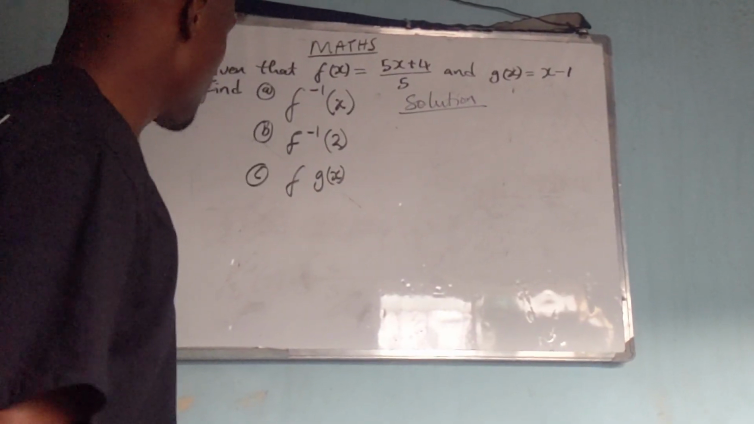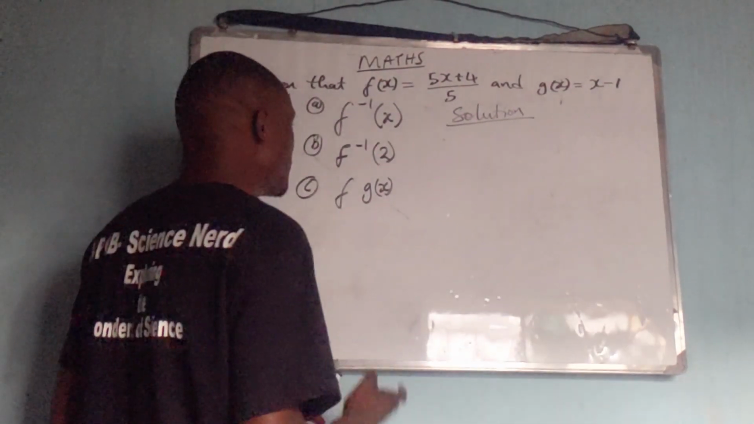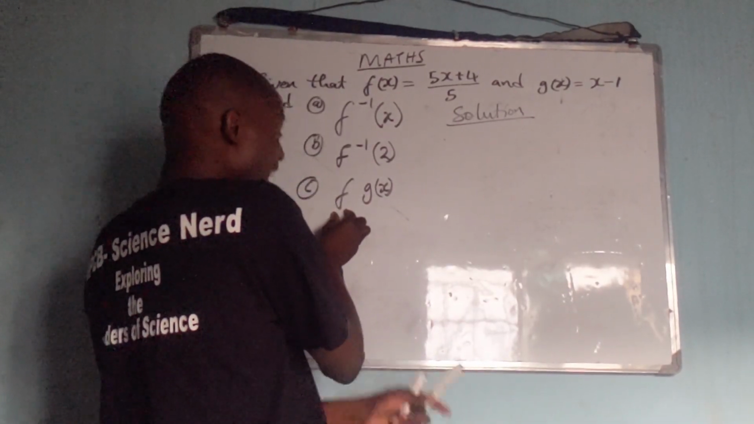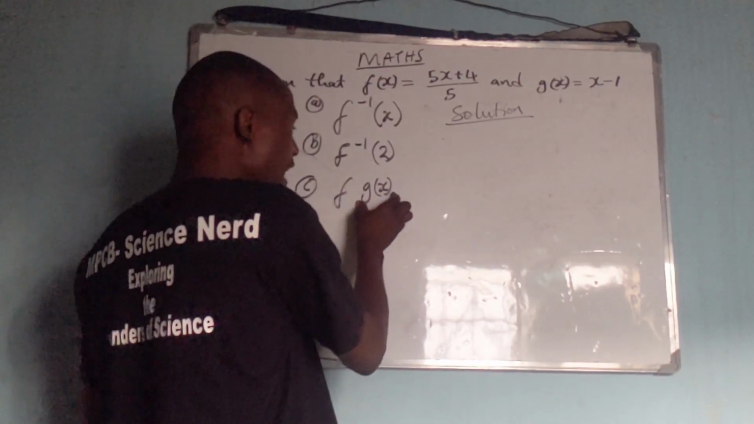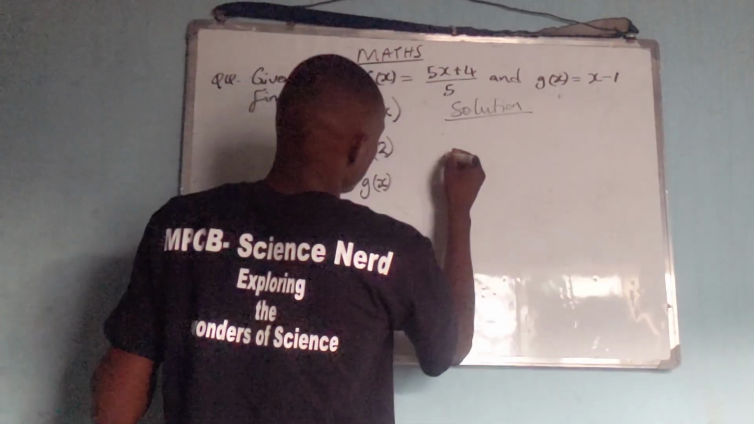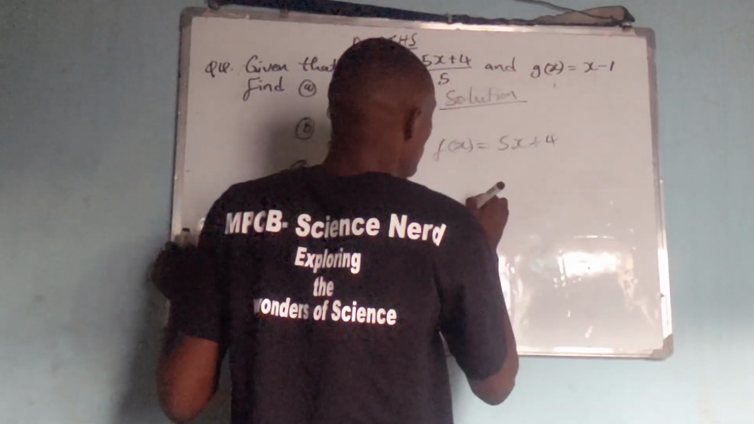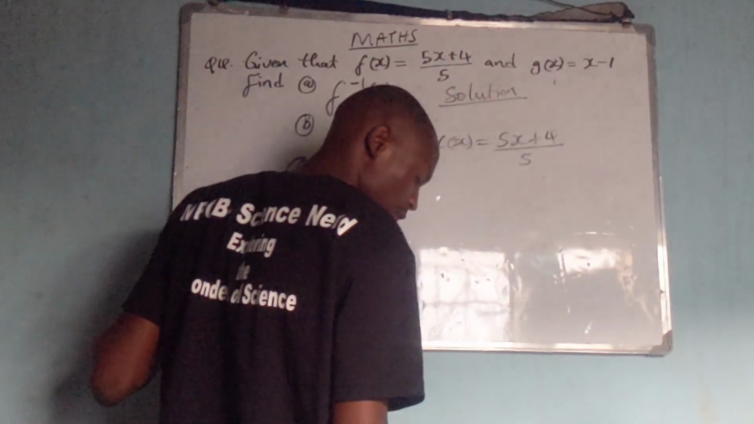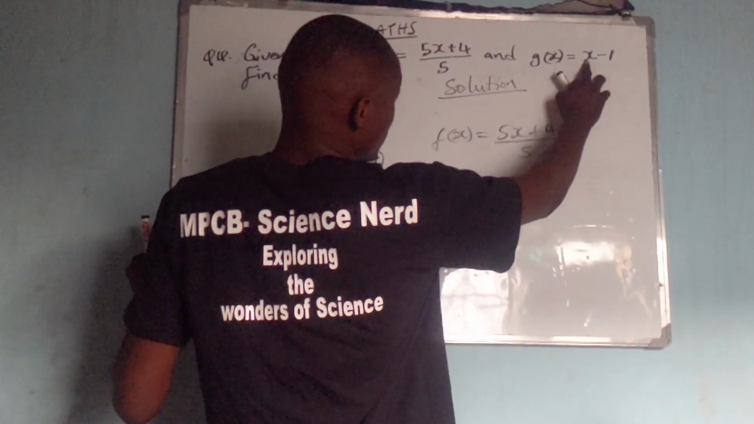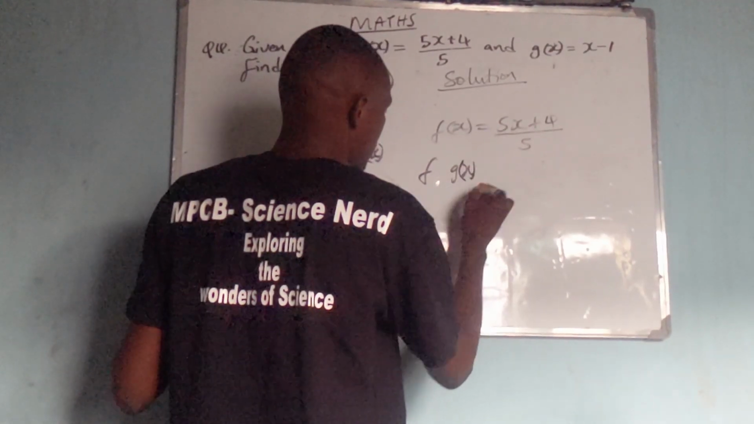They are saying f of g of x. What does this mean? It means that from the function of f, whenever you're going to see x, replace it by the function of g, which means our function f of x is equal to 5x plus 4 divided by 5. Then from there, g of x is equal to x minus 1. But we have f of g of x.